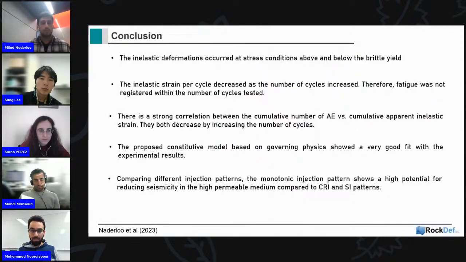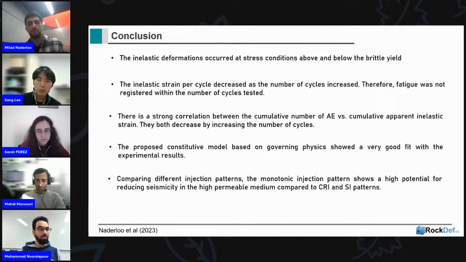So then I wrap it up with the conclusions that we saw inelastic deformation occurs even in an elastic zone. We call it the elastic zone, but it's just a linear zone. There is inelastic deformation there. And then the amplitude, stress regime, and frequency of the cycles can affect the deformation of our reservoir. And our constitutive model could nicely capture all those deformations we observed in the lab.